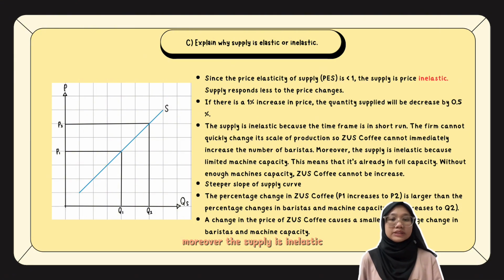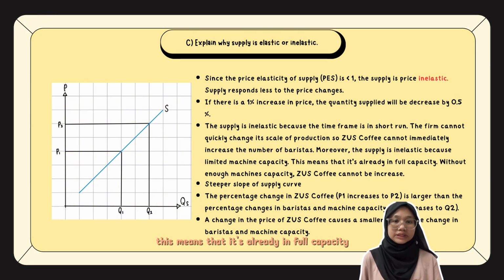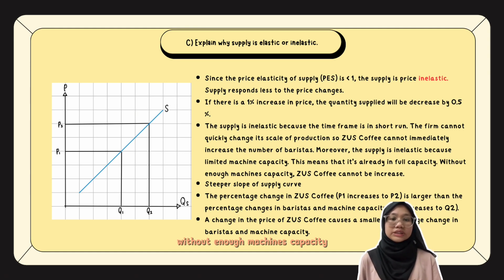Moreover, the supply is inelastic because of limited machine capacity. This means that it is already at full capacity. Without enough machine capacity, Zeus Coffee output cannot be increased.